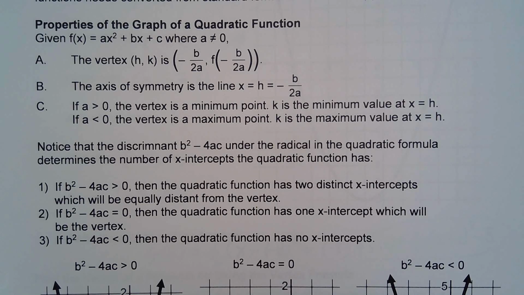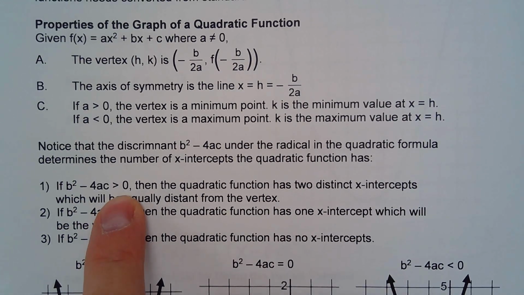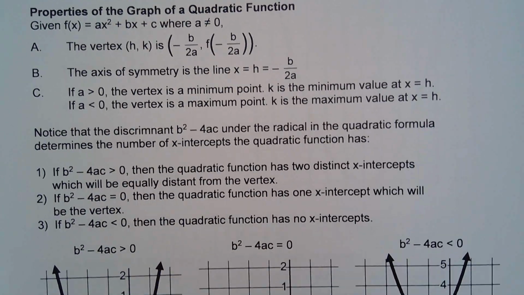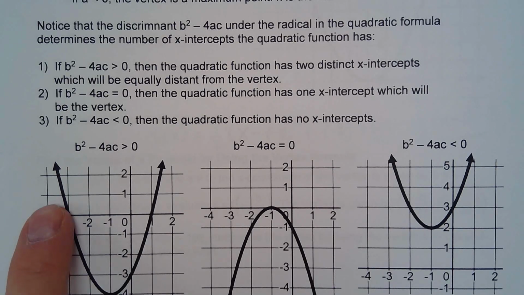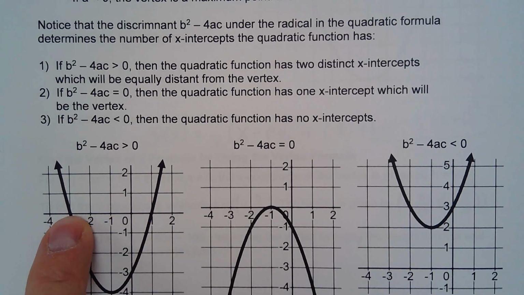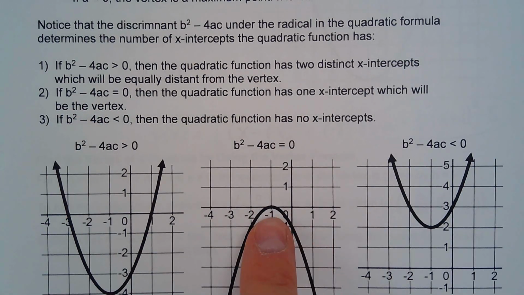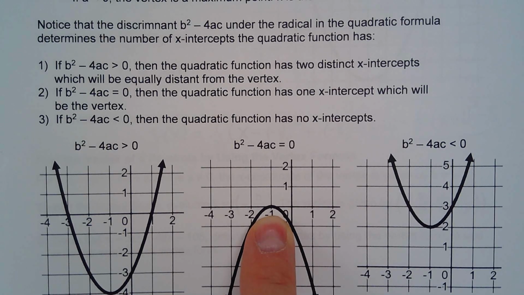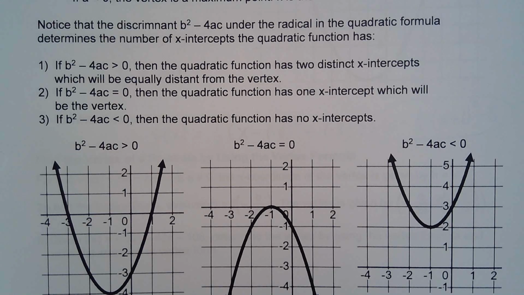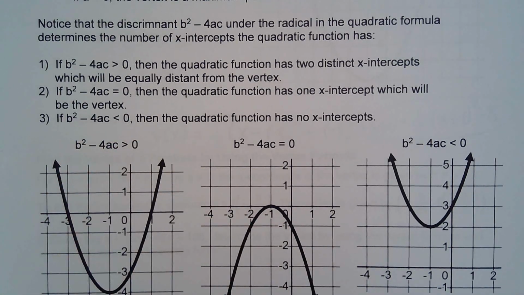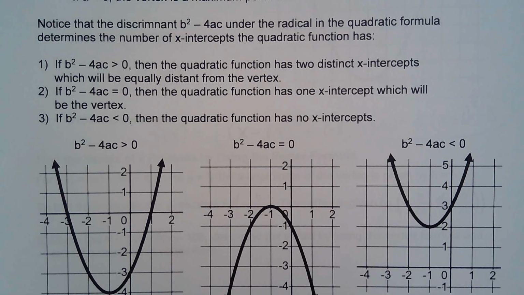And what you want to notice here is the discriminant, what was underneath the radical in the quadratic formula. It's going to determine the number of x-intercepts the quadratic function has. When it's greater than 0, your quadratic function is going to have two distinct x-intercepts, and your graph is going to go through those x-intercepts. When it's equal to 0, then you just have one x-intercept, which is going to be at the vertex. And if it's less than 0, then the quadratic function is going to have no x-intercepts.